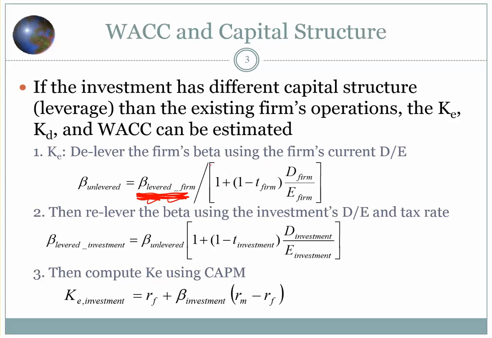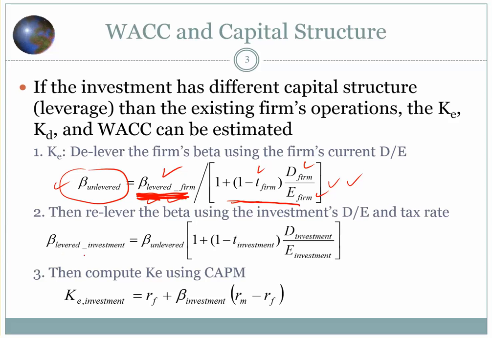And then you'll unlever it by dividing by 1 plus the after-tax debt-to-equity ratio. And if you check the textbook, you can see the derivation of this formula. But the idea is you're reducing the beta for the debt-to-equity ratio. This would give you the unlevered beta of the firm. So this would be presumably Apple's beta. If I plugged in Apple's beta here and Apple's debt and equity ratio and tax rate here, this would be the beta of Apple if they issued no debt. So a debt-free, unlevered beta for Apple.